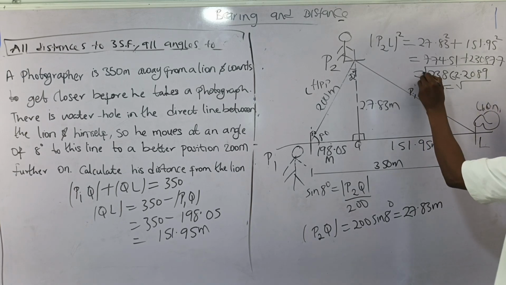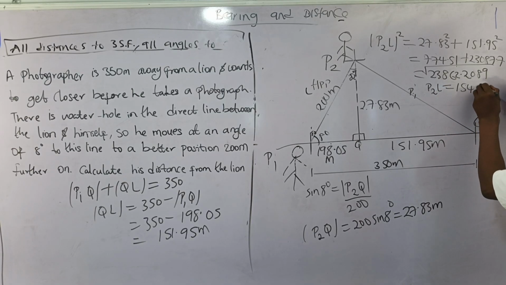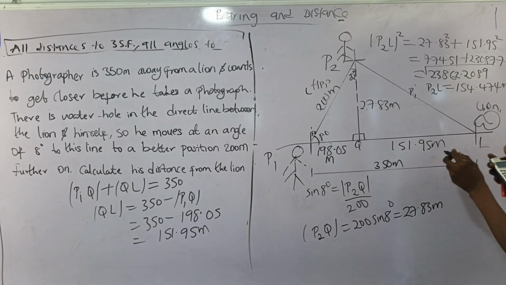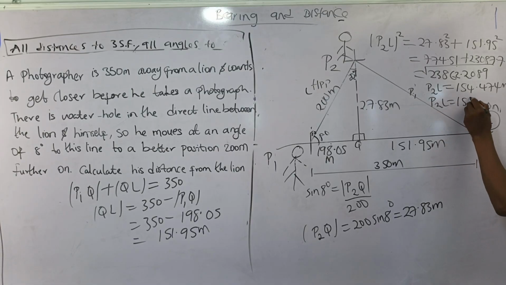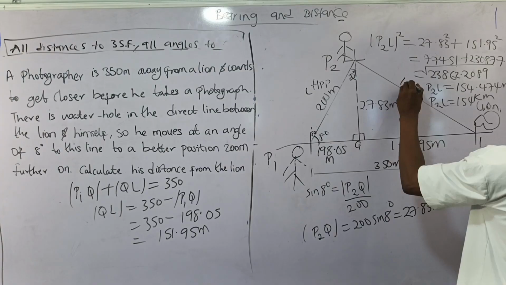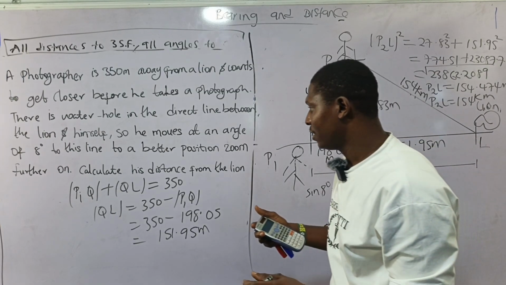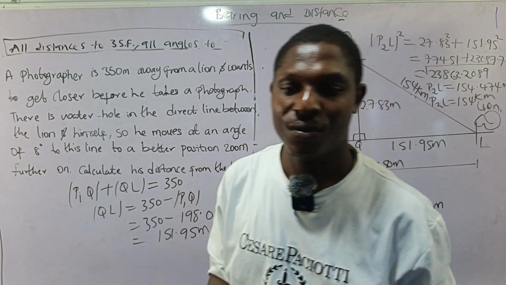Let me just put it here, square root of this. And that will give me 154.474 kilometers. And to three significant figures, P2L will be equal to 154 kilometers. So my distance here is simply 154 kilometers, which is the present distance from the word lion. Thank you.